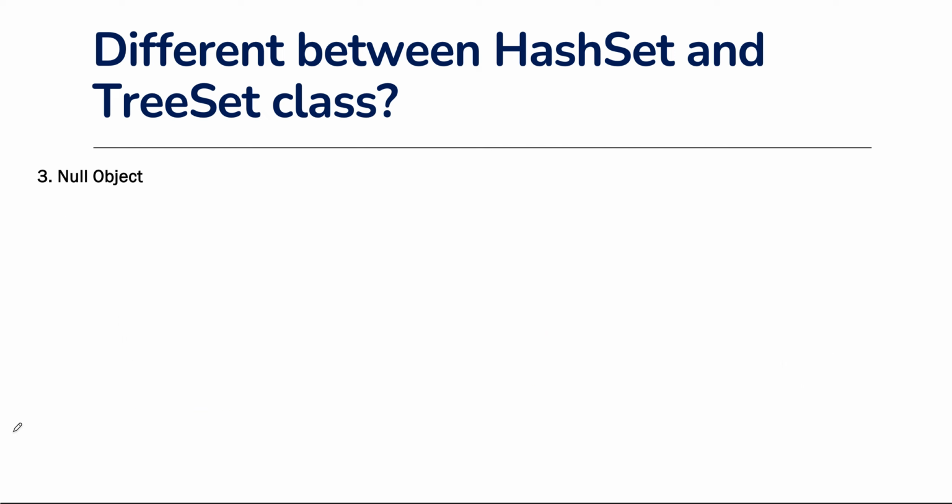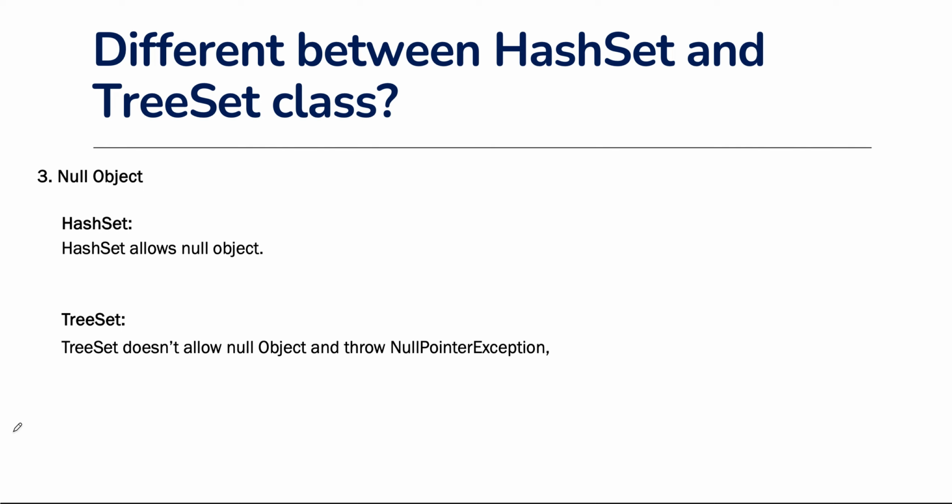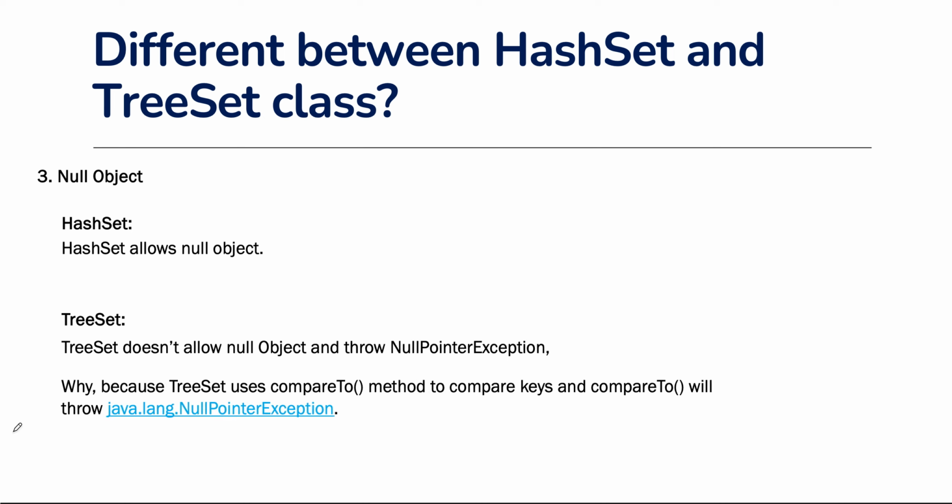The next difference between HashSet and TreeSet is the null object. As per our previous discussion, HashSet allows one null element. But in case of the TreeSet, it does not allow a null object. Why? Because TreeSet requires proper data to sort the elements. We know that TreeSet is going to sort the elements in ascending order, so it requires proper data to compare between the elements. If you try to insert any null object, it is going to throw a NullPointerException.